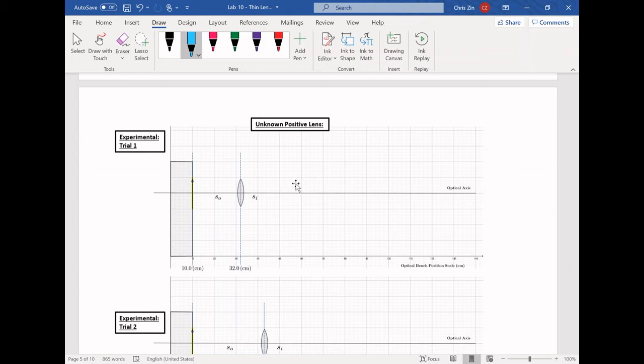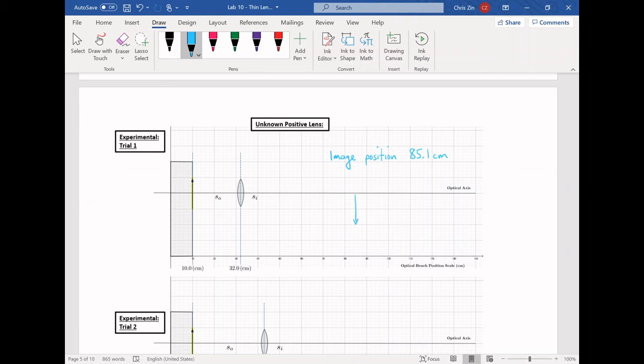So then I'm going to go back to my lab packet and make a note of that. The image was located at 85.1 centimeters. Also in the video, you could see that the image was inverted. So I'll draw an upside down arrow right there.